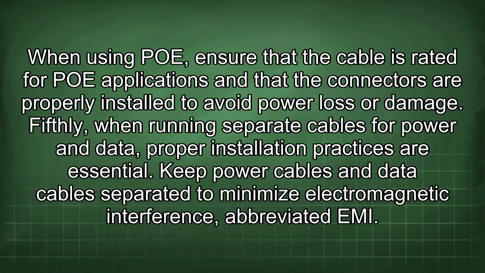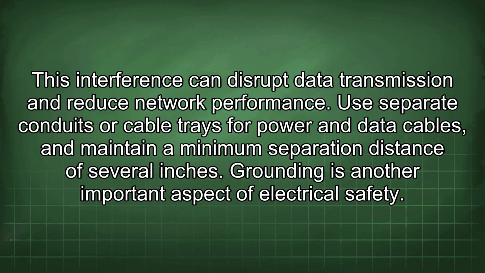Fifthly, when running separate cables for power and data, proper installation practices are essential. Keep power cables and data cables separated to minimize electromagnetic interference, abbreviated EMI. This interference can disrupt data transmission and reduce network performance. Use separate conduits or cable trays for power and data cables, and maintain a minimum separation distance of several inches.